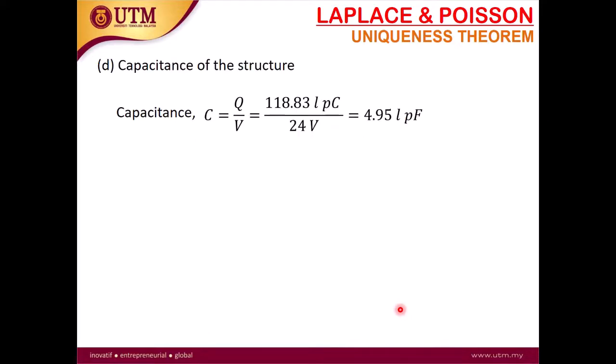Lastly, for the capacitance of the structure, capacitance equal to the ratio of charge divided by voltage. The charge at R equal to 0.02 meter equal to 118.83 L picocoulomb, and our potential at R equal to 0.02 meter equal to 24 volts. So our final solution will become 4.95 L picofarad. So that's the solution.